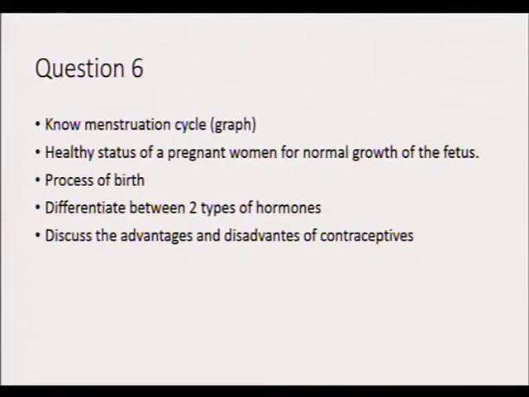The fetus head must face the cervix, and the contraction of the uterus muscles. You must know that the cervix opens 10 centimeters wide. You must also explain how the fetus leaves through the vagina. We are talking about the process of birth. And also with that, you must differentiate between two types of hormones, and also discuss the advantages and the disadvantages of contraceptives by naming them, by mentioning their functions, and by also explaining their reliability.